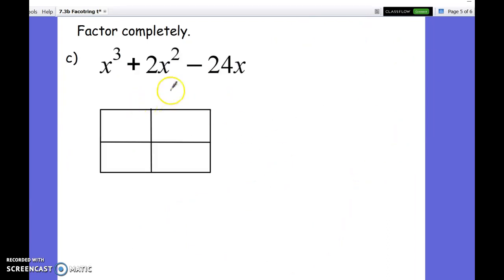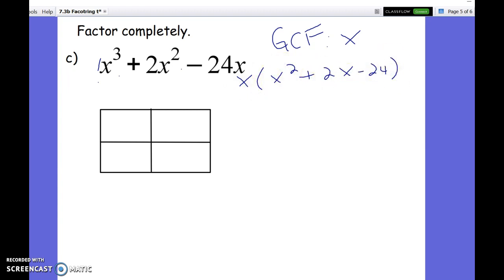Let's look at one more, letter C. This would be a good one to practice by yourself. Letter C, it looks like we have a greatest common factor that's a variable. We've got the coefficients of 1, 2, and negative 24, so no numbers could come out. But we've got x cubed, x squared, and x, so our greatest common factor is actually an x. So we have x times x squared plus 2x minus 24, which tells us that what we're going to use our box method with is x squared plus 2x minus 24.